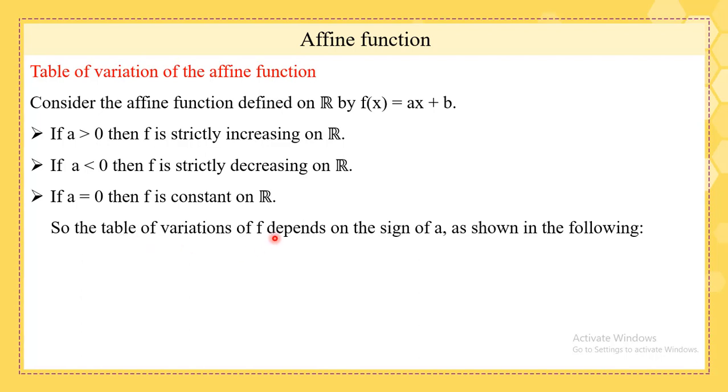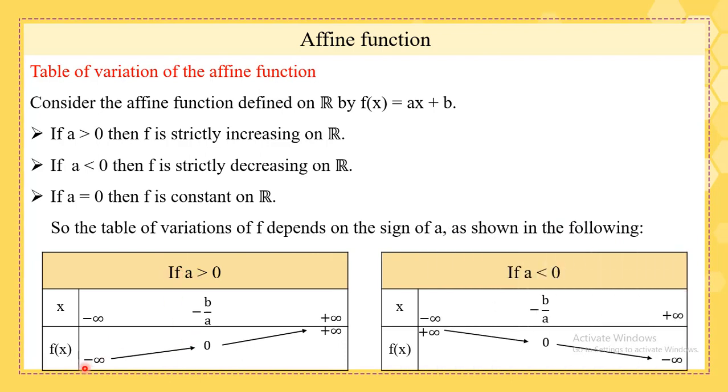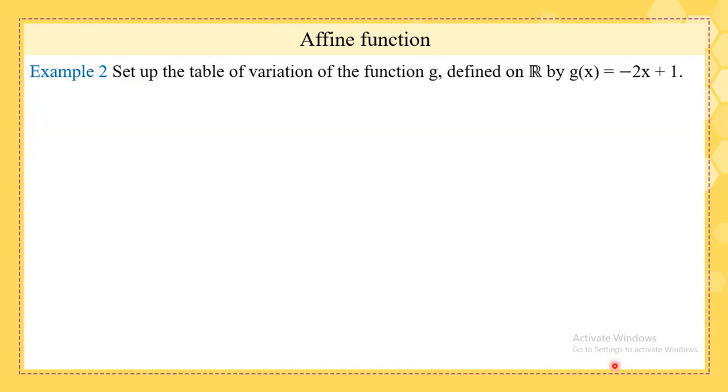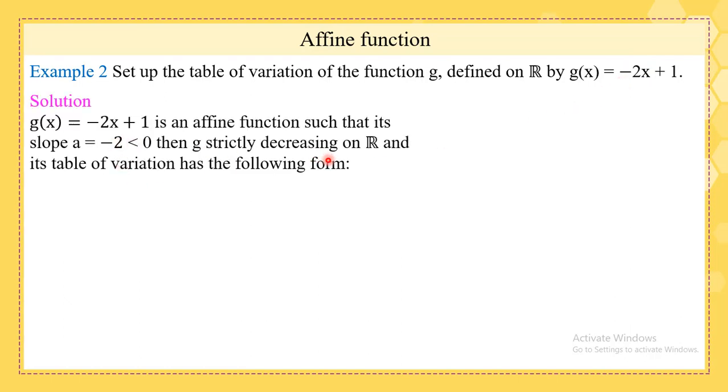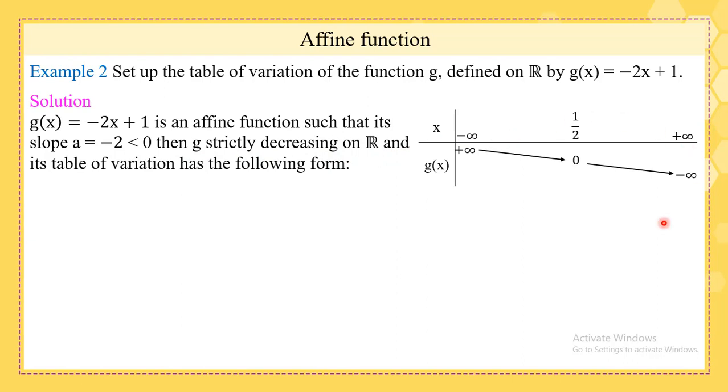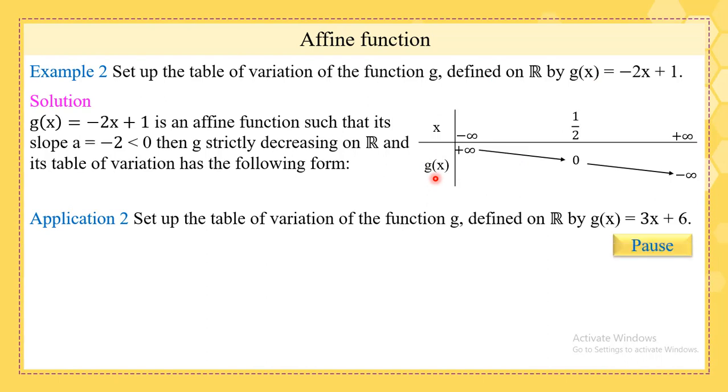So the table of variations of f depends on the sign of a, as shown in the following. If a is positive, the function is increasing, and if a is negative, the function is decreasing. Example 2. Set up the table of variation of the function g defined on R by g of x equal minus 2x plus 1. So as we know, we have to look for the sign of a. Since a is negative, then g is strictly decreasing on R, and this is the table of variation of g. Application 2. Please stop the video and try to solve the application.